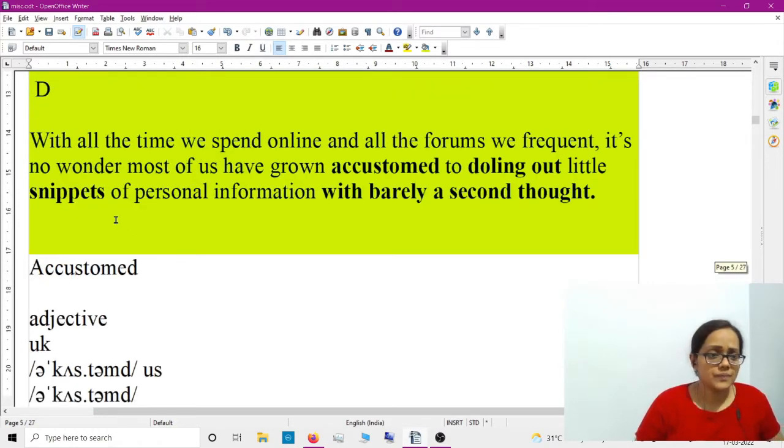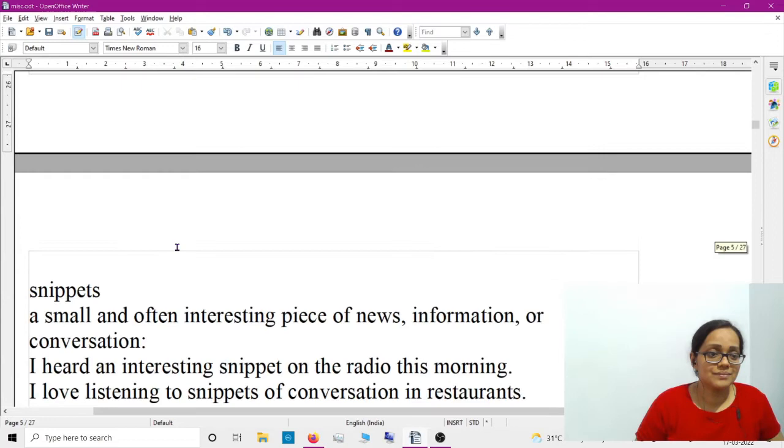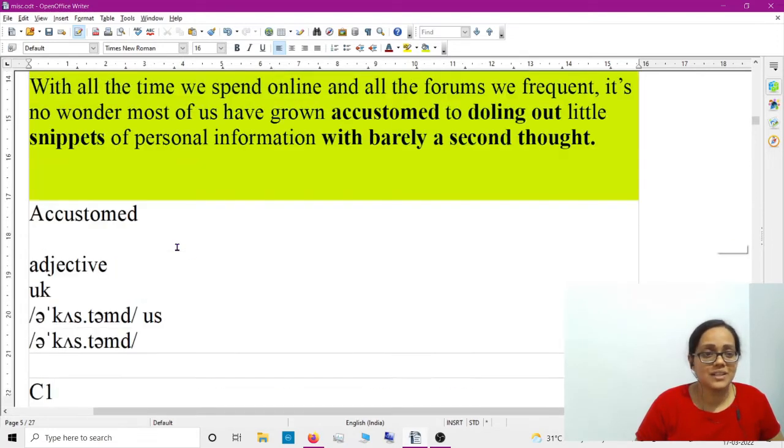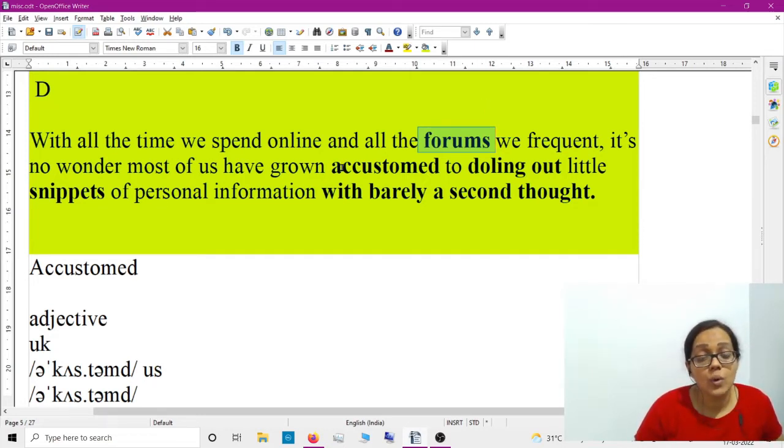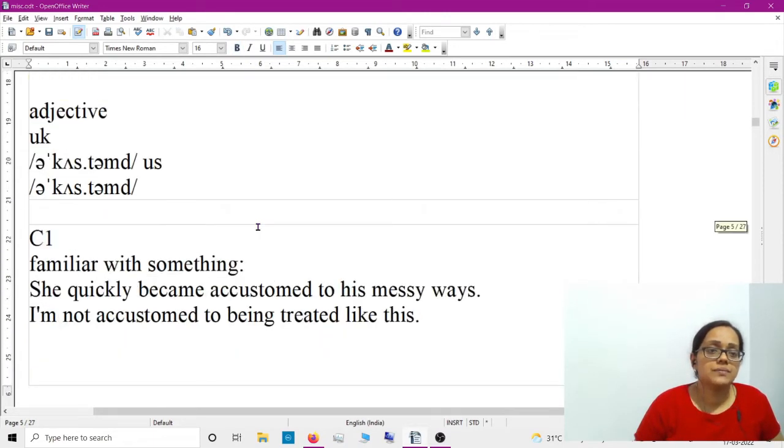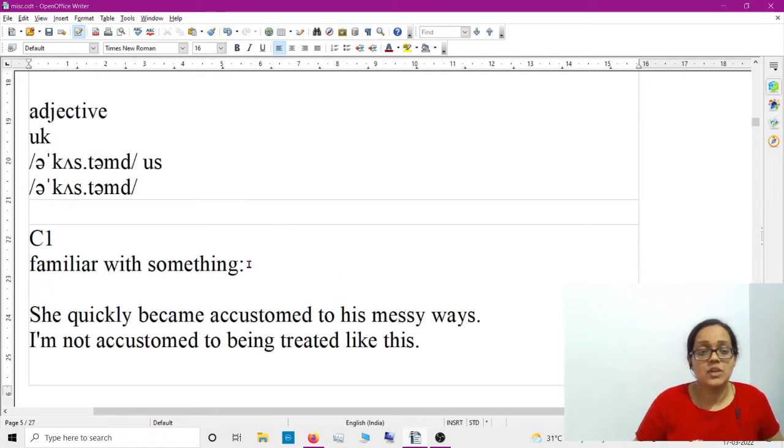So snippets, what? Pieces of information, fine. With all the time we spend online and all the platforms, okay, forums, social media platforms, social media forums we frequent, it's no wonder most of us have grown accustomed to doling out little snippets of personal information with barely a second thought. Okay, accustomed. Accustomed means we are familiar with something.